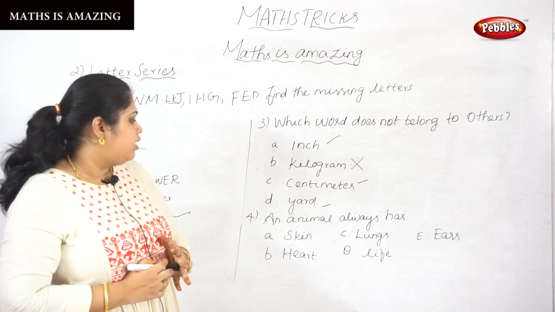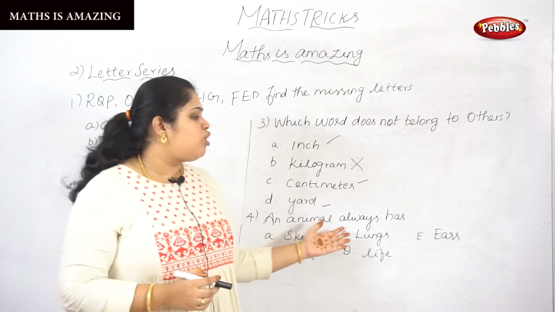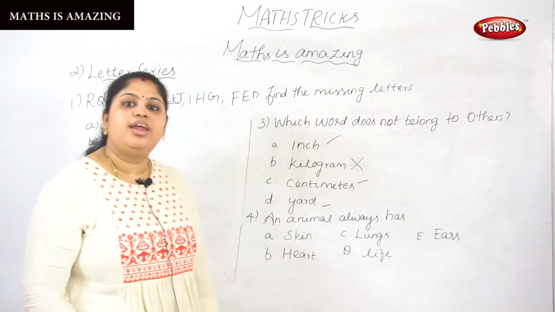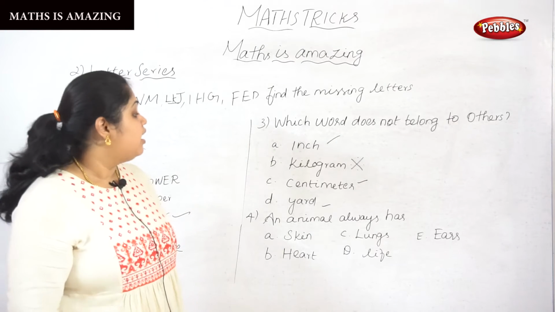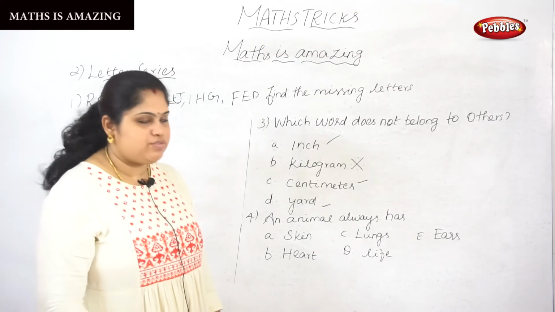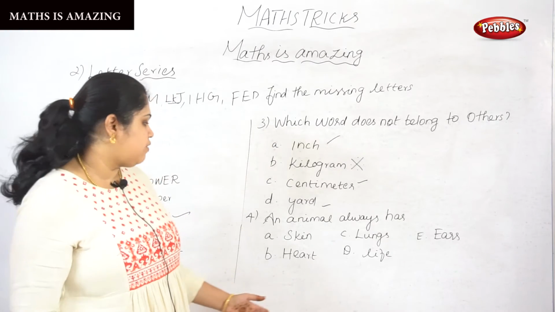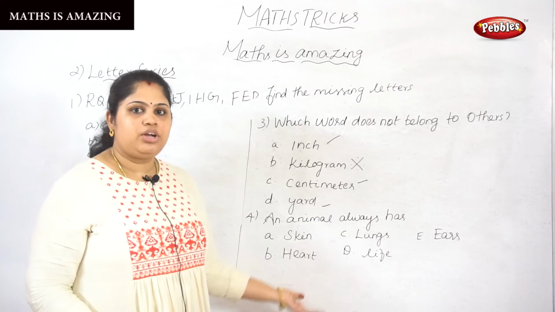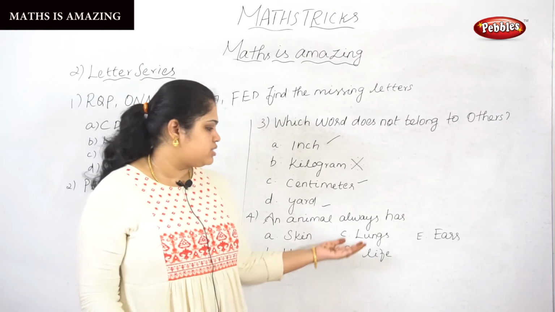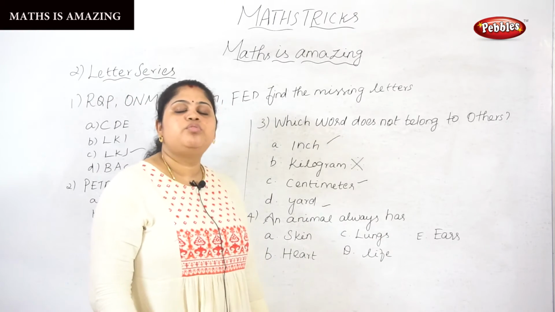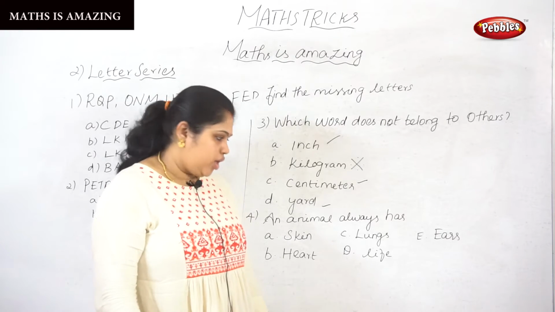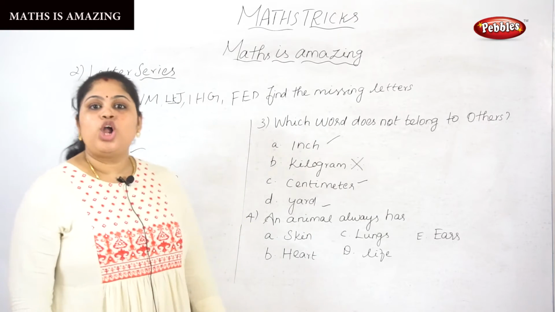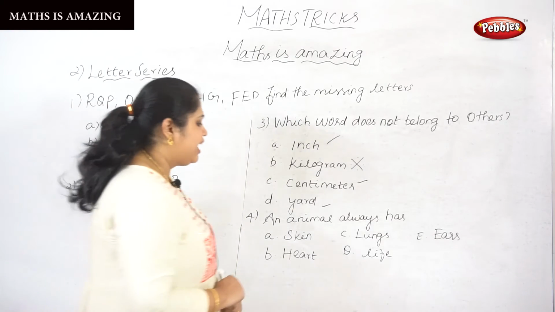Next, the fourth one, about animals always having something. This is a very peculiar and very interesting one. An animal always has, every time has, what? Every time they have skin, every time they have a heart, every time they have lungs, life, ears. So which one should be the correct answer? Okay, I will tell you. An animal always has life.